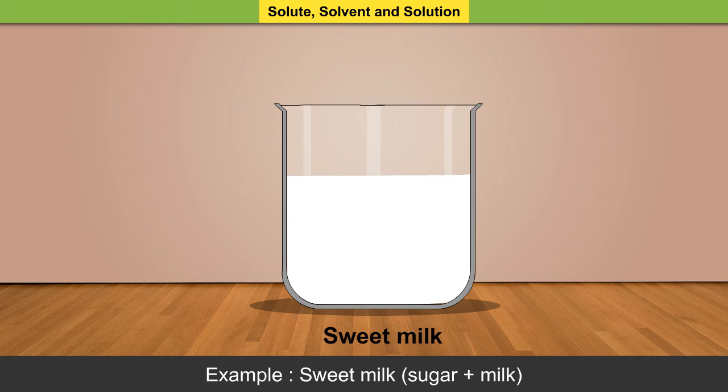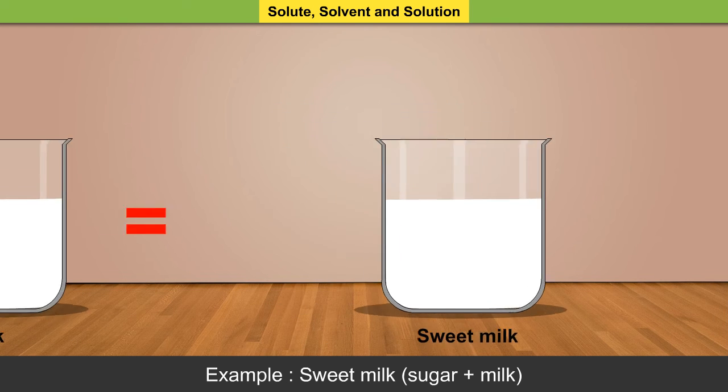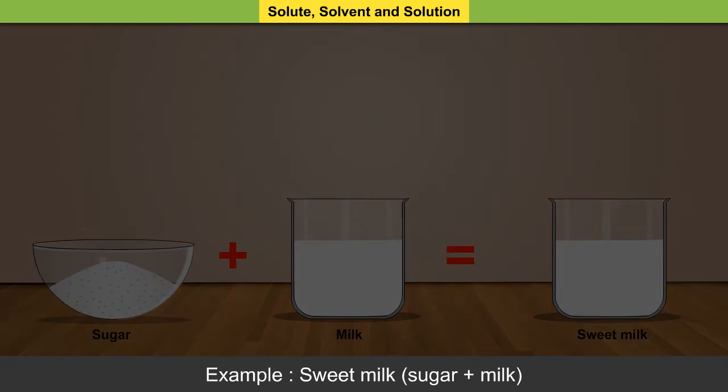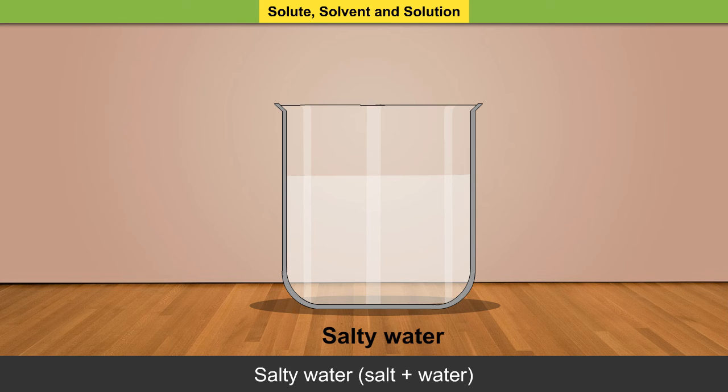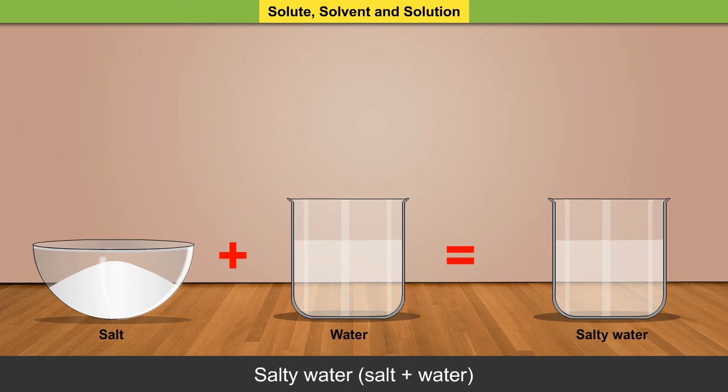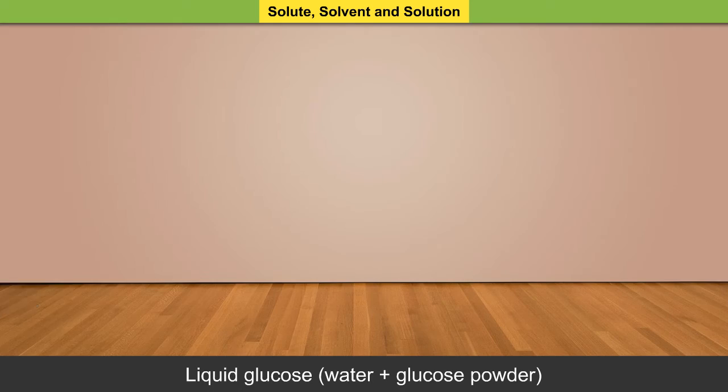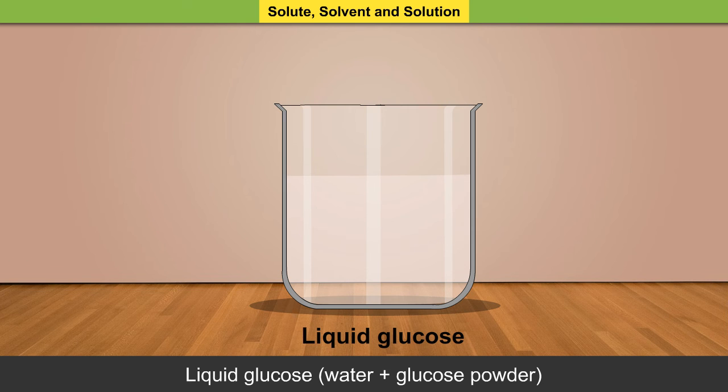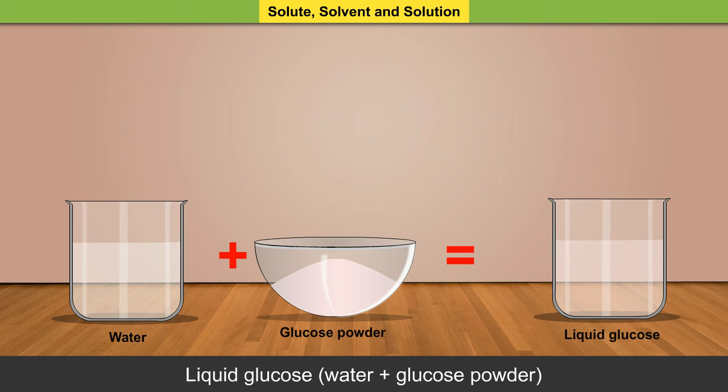Example, sweet milk is sugar plus milk. Salty water is salt plus water. Liquid glucose is water plus glucose powder.